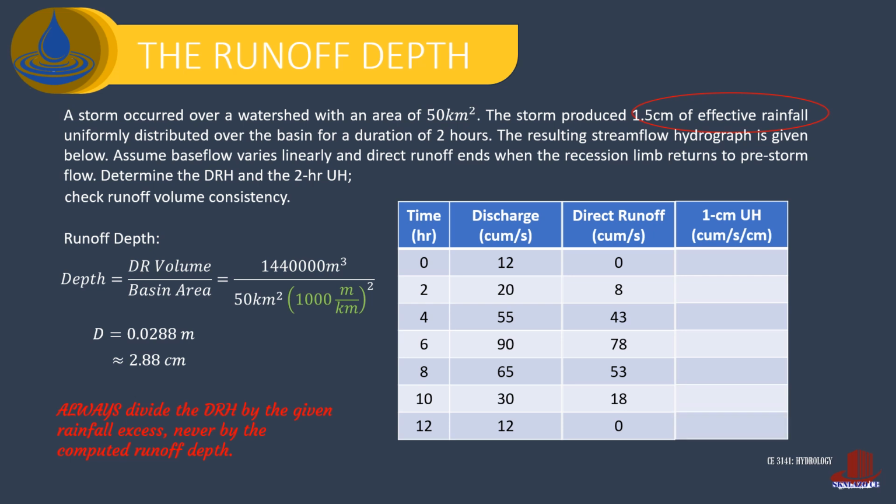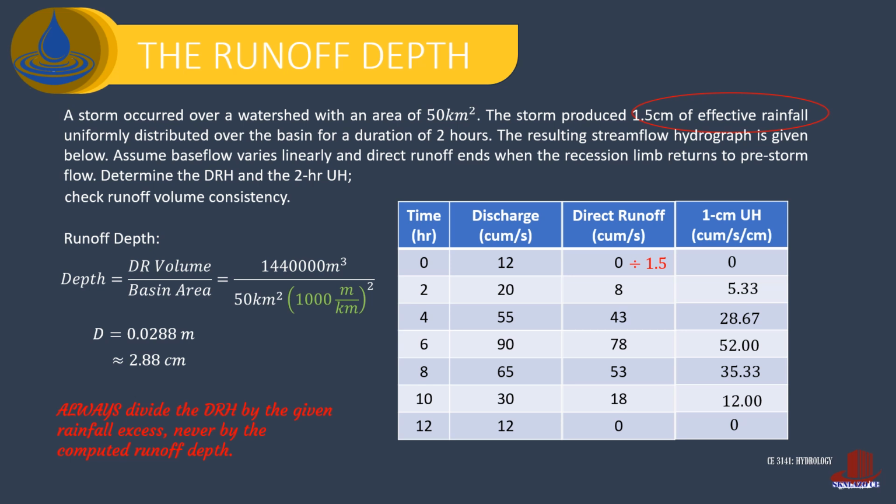UH is then taken as direct runoff divided by effective rainfall, starting with 0 for T0, then 8 over 1.5 is 5.33 for T2. 43 divided by 1.5 is 28.67 at T4. And 78 over 1.5 is 52 at T6. Next is 35.33 from 53 over 1.5 at T8, and 18 over 1.5 giving 12 at T10. T12 is again 0. This is the 1 cm unit hydrograph from the storm.